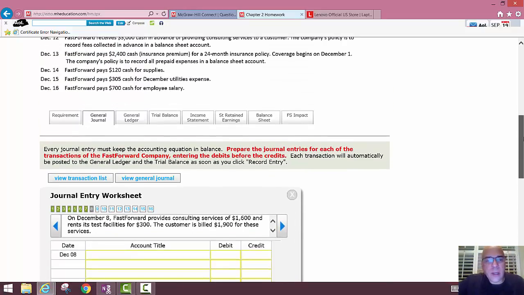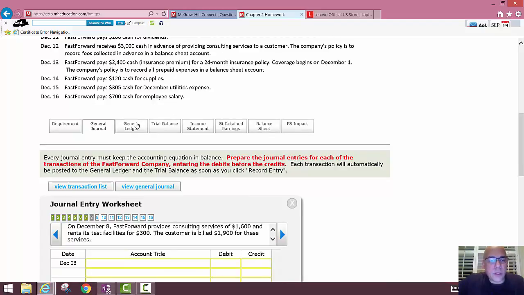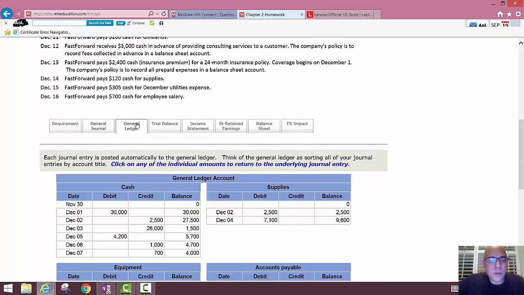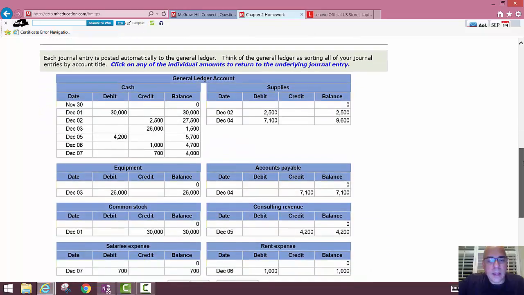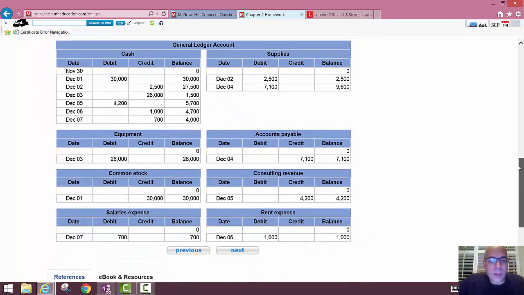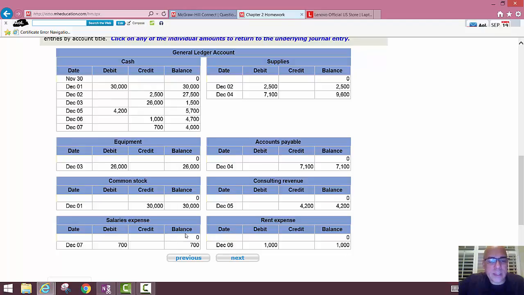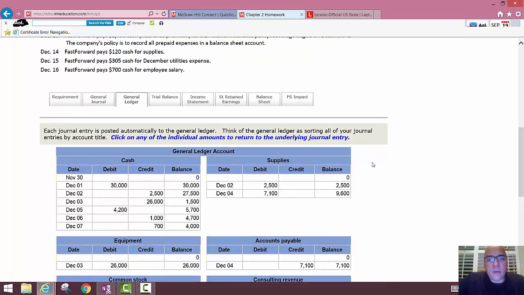Okay, come back. Let's see, general ledger. There's that $700 reduction in cash, my asset. And there's my $700 increase in my expenses, now salary expense. Now, notice what cash is on the balance sheet. Cash is still showing at $4,000. If I can get my balance sheet to show up.